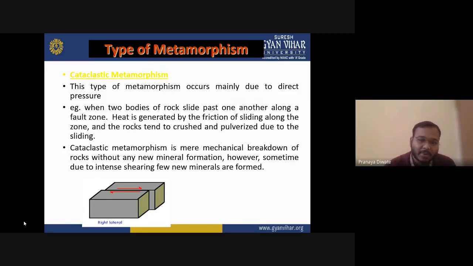When two bodies of rock slide past one another along a fault zone, heat is generated by the friction of sliding along the zone, and rocks tend to crush and pulverize due to the sliding. Cataclastic metamorphism is more a mechanical breakdown of rock without any new mineral formation. However, sometimes due to intense shearing, a few new minerals are formed. So cataclastic metamorphism is mainly formed by pressure.